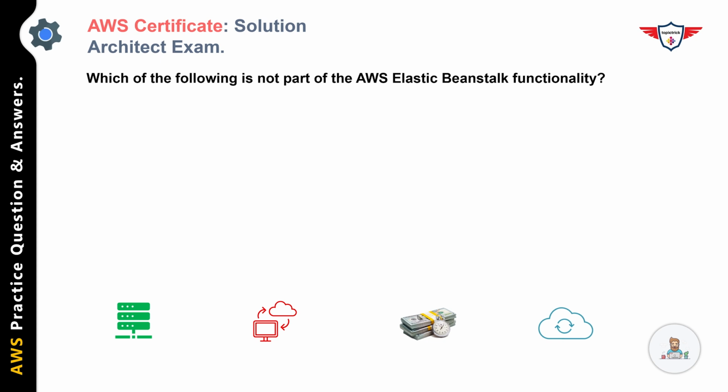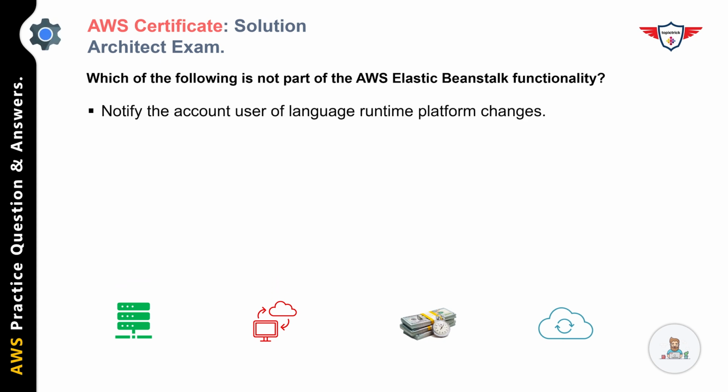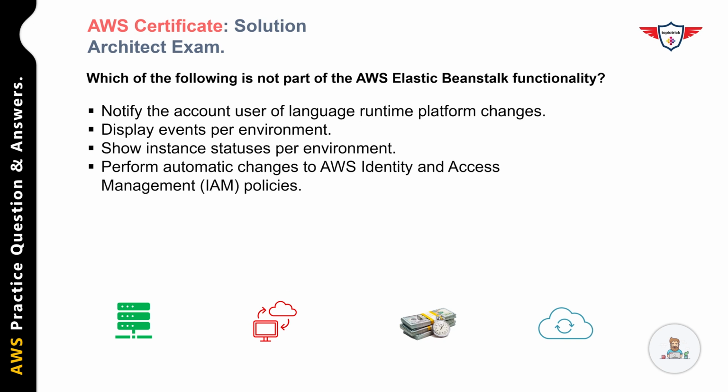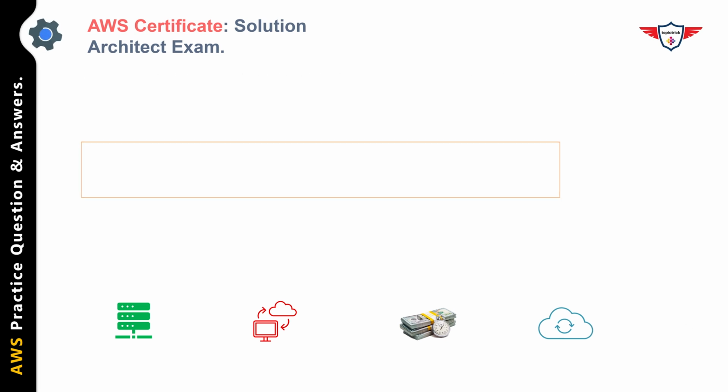Which of the following is not a part of AWS Elastic Beanstalk functionality? The options are: notify the account user of language runtime platform changes, display event per environment, show instance status per environment, and perform automatic changes to AWS Identity and Access Management policies. Now, the correct answer is option D, that is, Elastic Beanstalk cannot make automated changes to the policies attached to the service role and instance role.